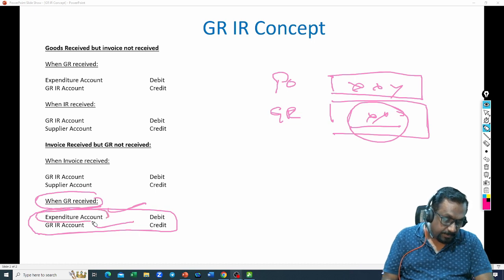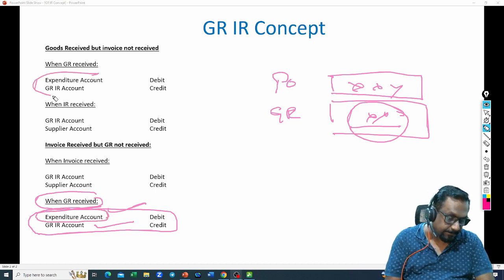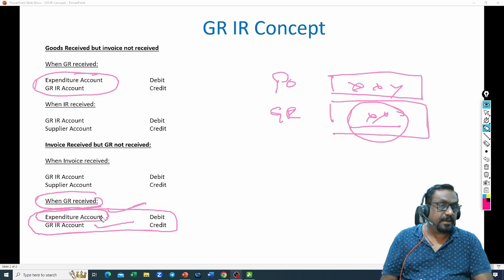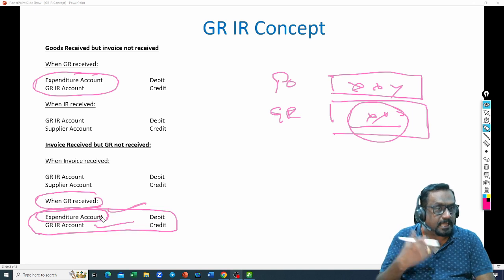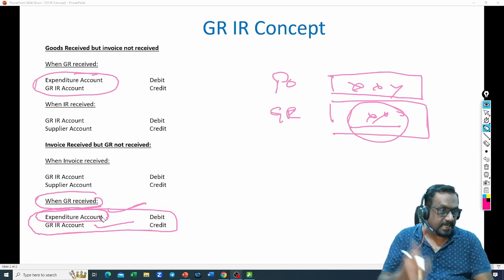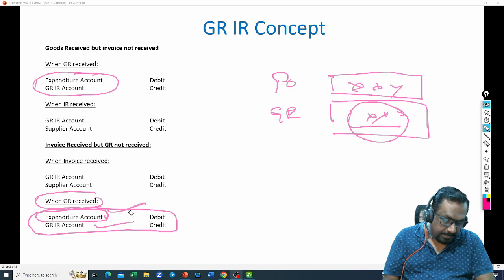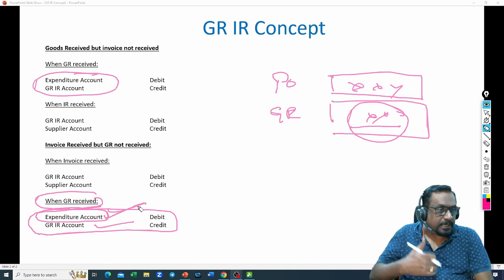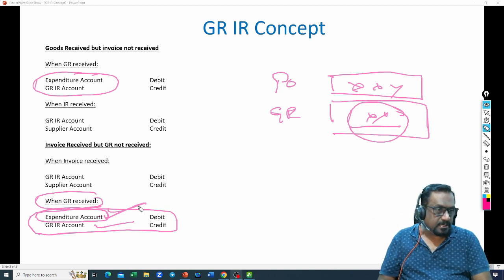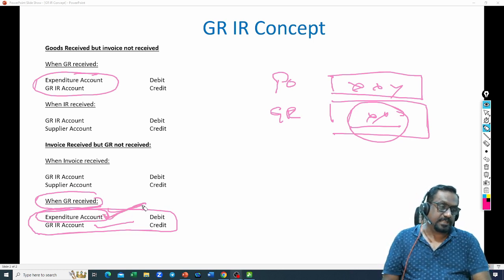Why is the expenditure account debited again? I explained here. When the GR is updated, that means I received goods. Why should I receive goods? I received goods because I paid, I spent. This is an expenditure, so I am debiting the expenditure account. Goods are received because I purchased them. Purchases is an expenditure. So that is the reason I am debiting the expenditure account.